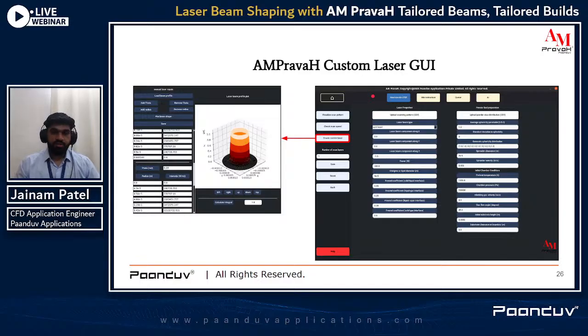So here is the AM PravaH custom laser GUI. On the right side, this one is the macro scale LPBF home screen. There is an option on the left side tab, which is create custom laser. By clicking that, a new tab will open, and on that we can load different beam shape profiles. Also we can create multiple different shapes, like custom laser shape profiles. There is an option there: add theta, add radius, and plot beam shape, and the user can create, modify, and visualize different laser beam shapes.